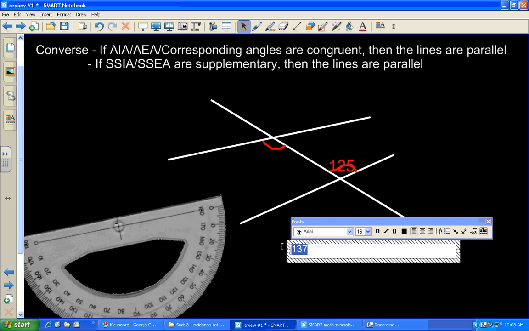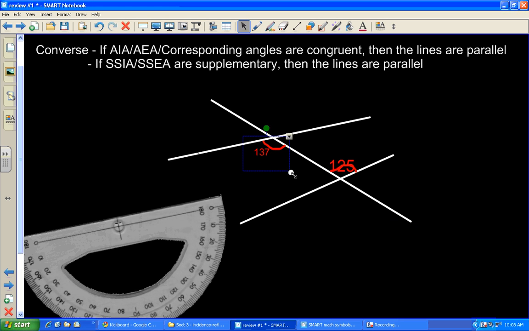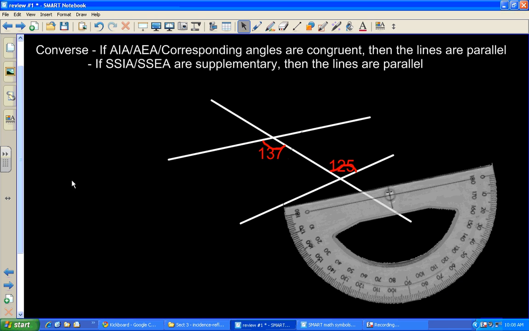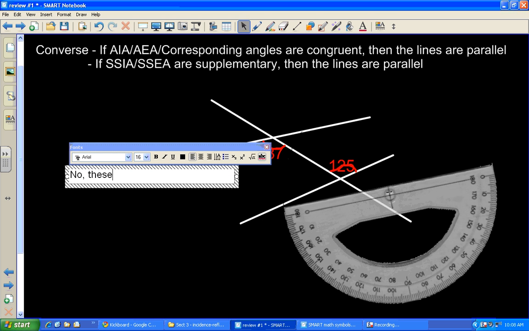I'm still going to write that on there. Even though in my mind I already know what I'm going to say for my final answer, I have to show all my work. I'm going to put my 137 right there by that angle. When you write your explanation to me, and this is where a lot of people are going to miss some points, please make sure you tell me yes or no. So, no, these lines are not parallel.